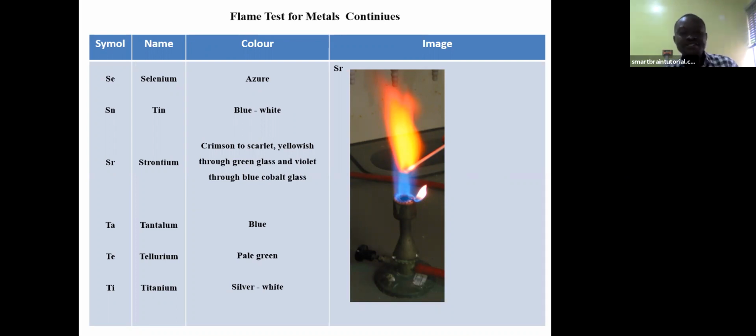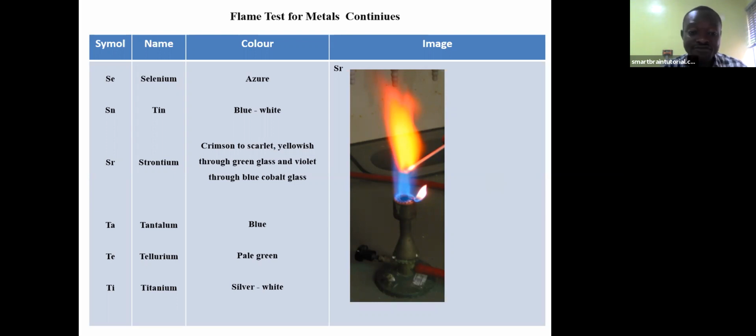Strontium is either crimson to scarlet, yellowish through green glass, and violet through blue cobalt glass. You can get different colors depending on the color of the glass you use in viewing strontium when exposed to flame test. Now, when you are not viewing it with any color, you get crimson or scarlet, but it will give you yellow when you view through green glass. It will give you violet if you view through blue cobalt glass.